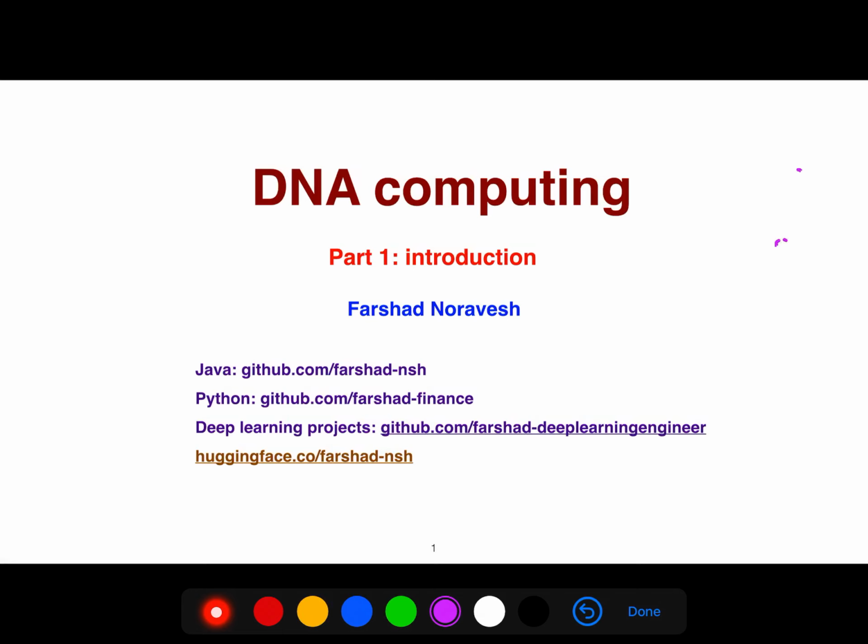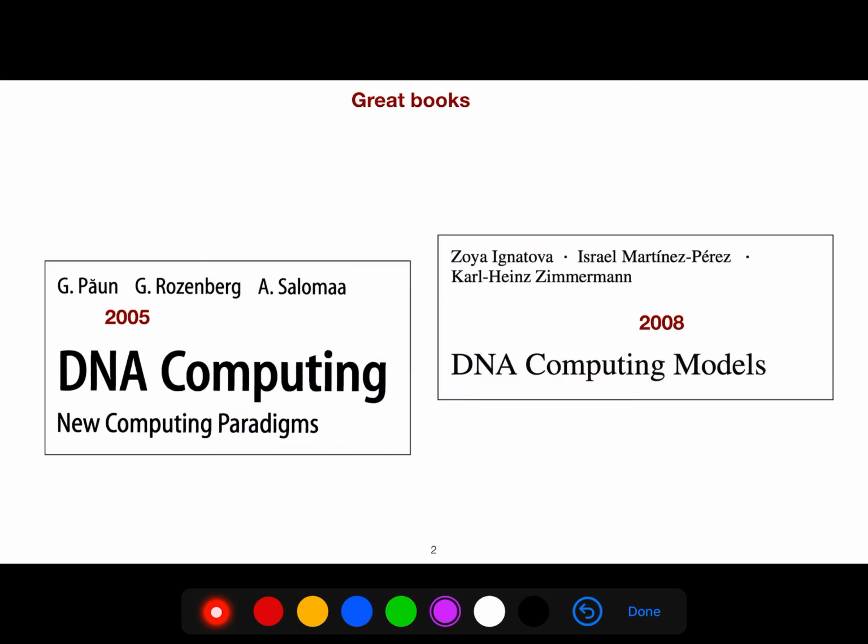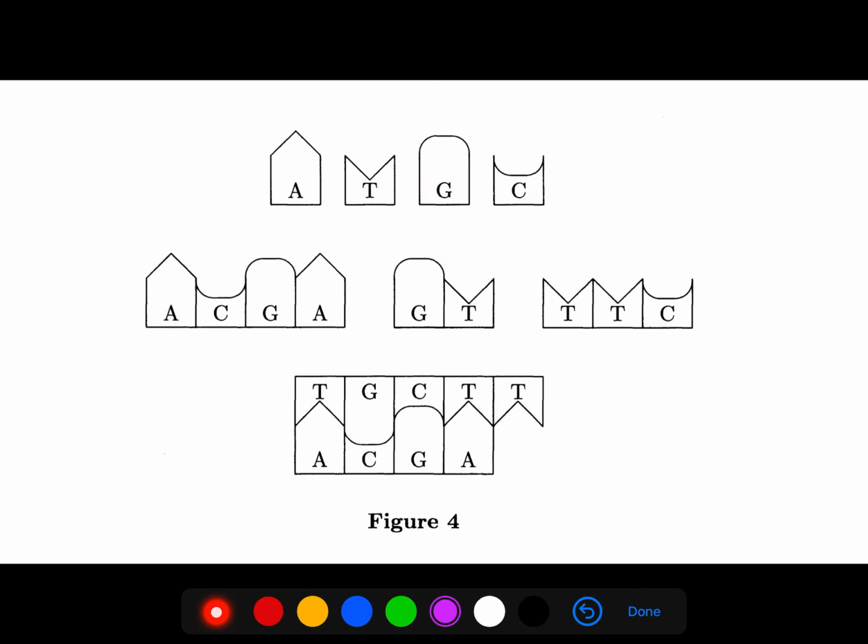DNA computing is very important, but if you watch my playlist about theory of computation, you can appreciate the beauty of DNA computing much better. So I'm explaining these two important books about DNA computing, and there are very few books about DNA computing because it's a very young research area, and still it is at its infancy.